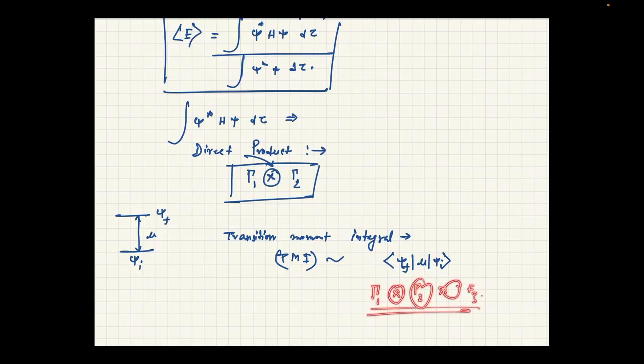Now if this integral exists, meaning it has a non-zero value, then you can observe the peak, like the peak intensity will have a non-zero value. So to have a non-zero value of this integral, the direct product of these three irreducible representations must have at least one totally symmetric representation. Okay, like this.